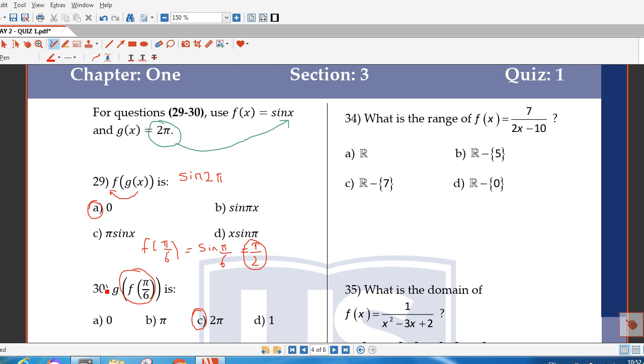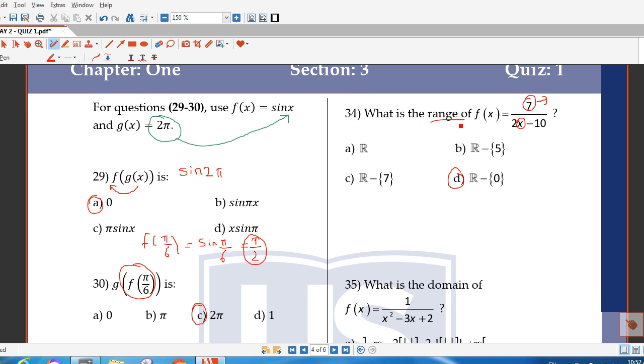Question 34. The question is about finding the range. It is also a reciprocal function, or we can also call it an inverse function, number over x. So all real numbers except 0 will be the range.